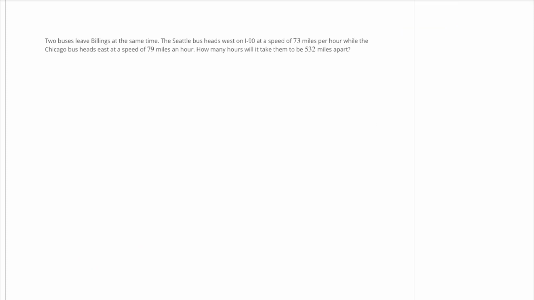So your next problem reads, 2 buses leave Billings at the same time. The Seattle bus heads west on I-90 at a speed of 73 miles per hour, while the Chicago bus heads east at a speed of 79 miles an hour. How many hours will it take them to be 532 miles apart?